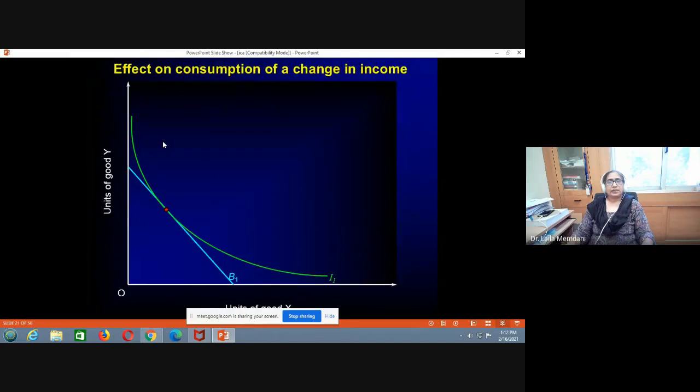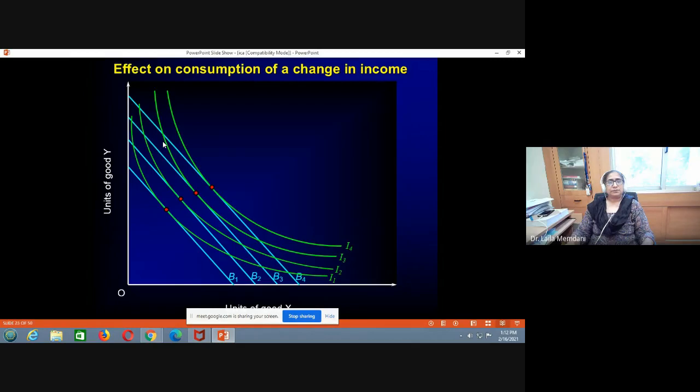Now, what will happen when the consumer's income increases? When the consumer's income increases, the budget line shifts upwards, and the equilibrium also shifts upwards. So we have a set of equilibrium points, the consumer's equilibrium, in this diagram. Now what we do is we join all the equilibrium points with a curve and we get the income consumption curve. In short, it is also called ICC.